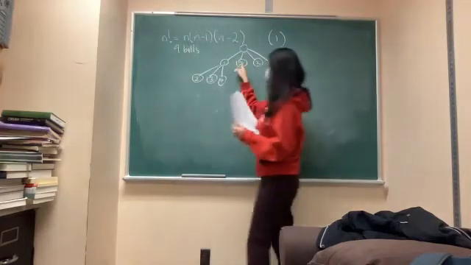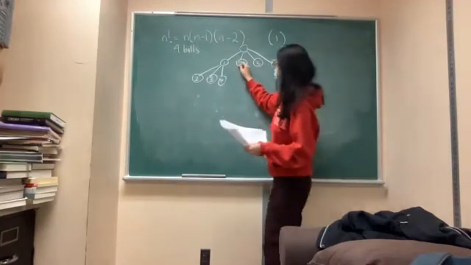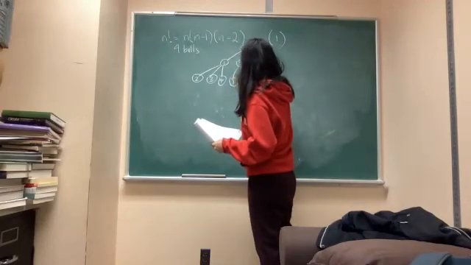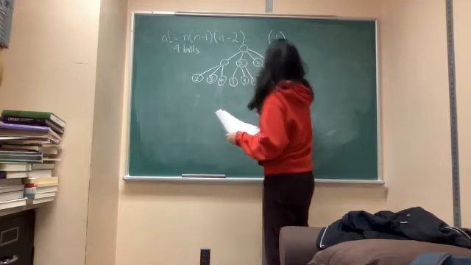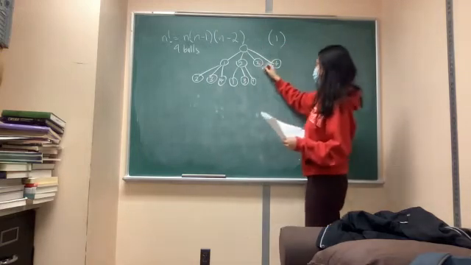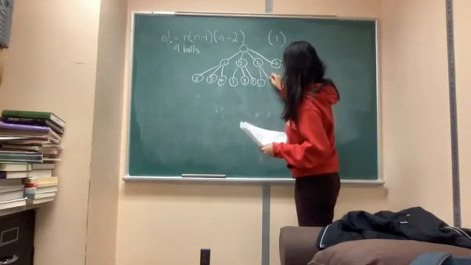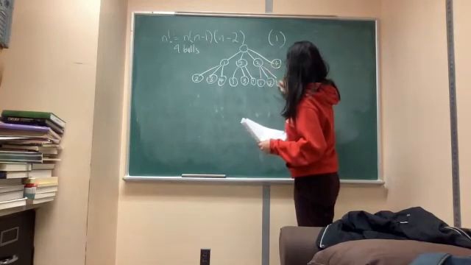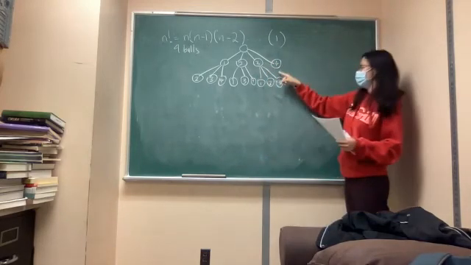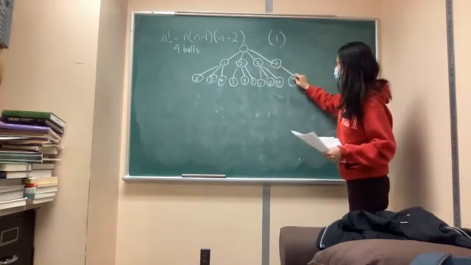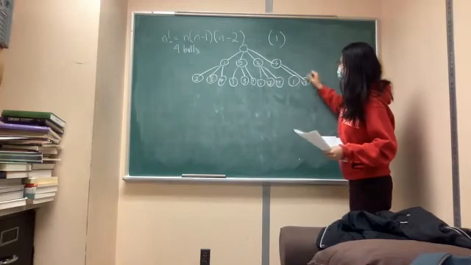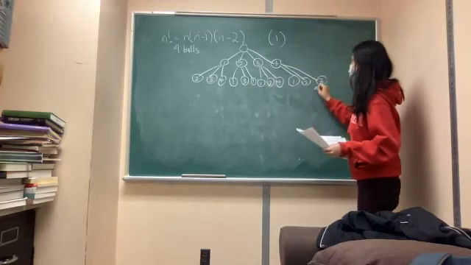Over here, once I pick ball 2, I can never pick ball 2 again. So I can pick 1, 3, or 4. Once I pick ball 3, I can never pick ball 3 again. So it's 1, 2, or 4. Last one. If you pick ball 4, you can never pick ball 4 again. So it's 1, 2, or 3.